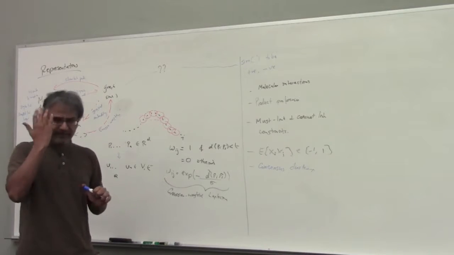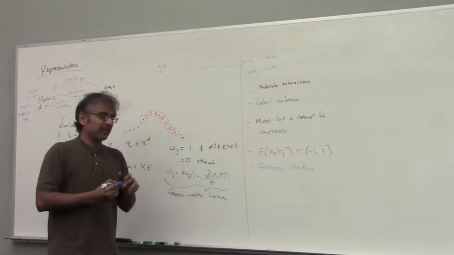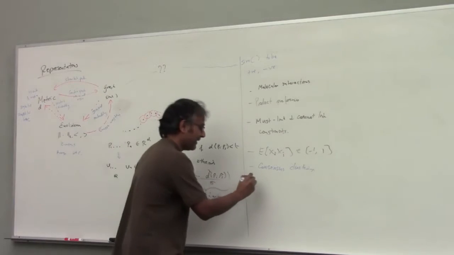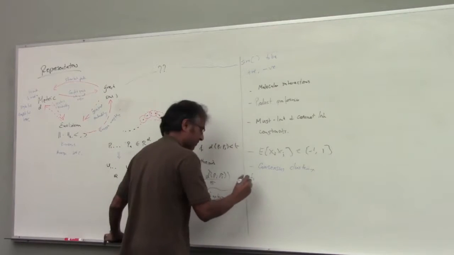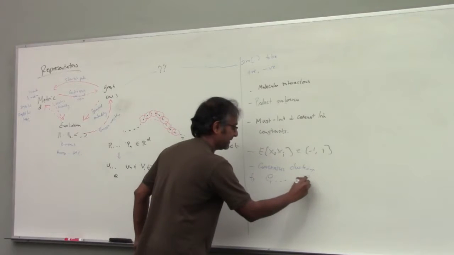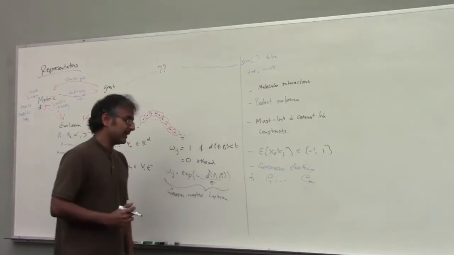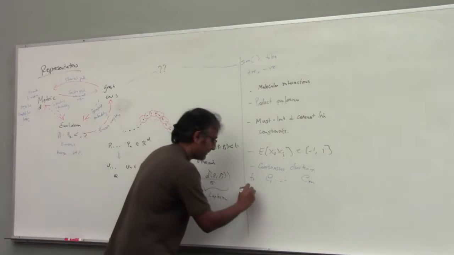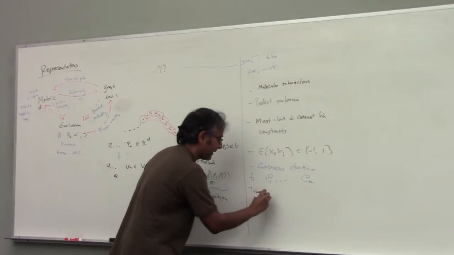Now you all remember the Rand index, you did this in the first assignment. You can ask questions like, I'm given clusterings, let's say C1 up to Cm, on the data. And now I can take a pair of points x1.